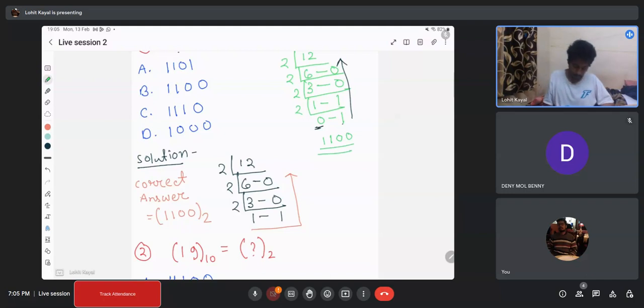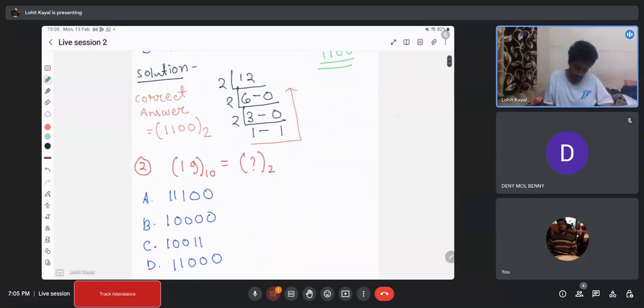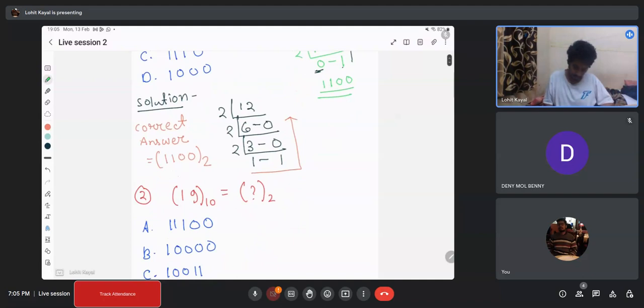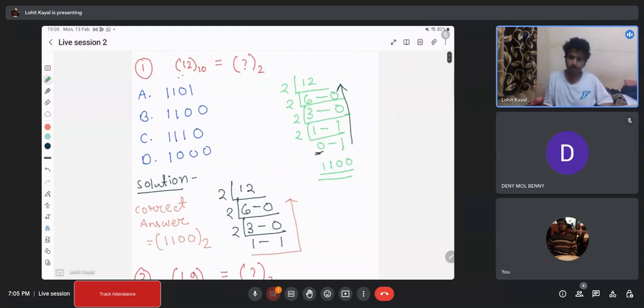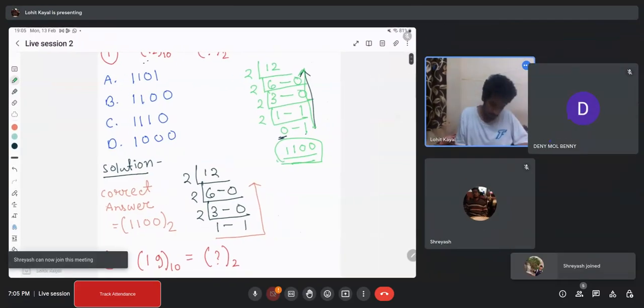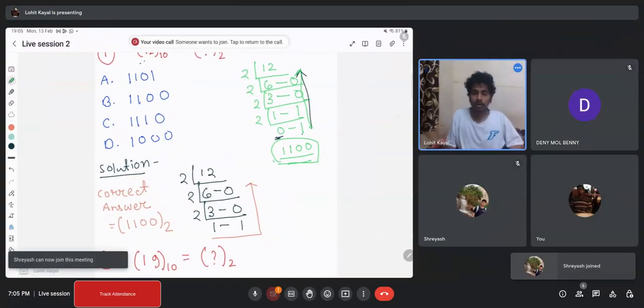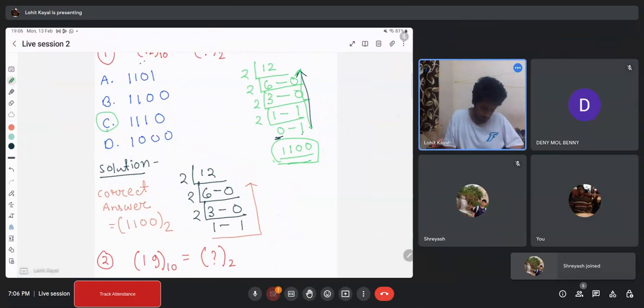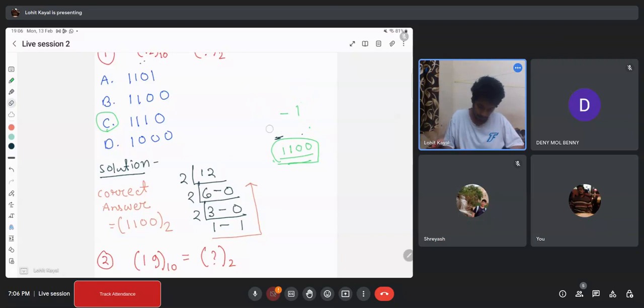Here I have already solved the problem, and the answer is 1100. Remember, in this case we have to go from bottom to the top. This is the correct answer, so option C is the correct choice. If you have doubt at any point, you can ask me at any moment.